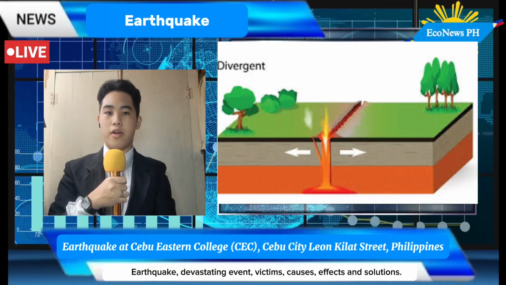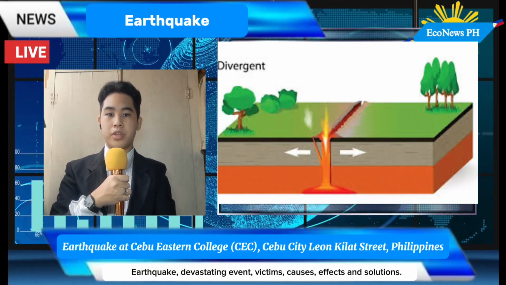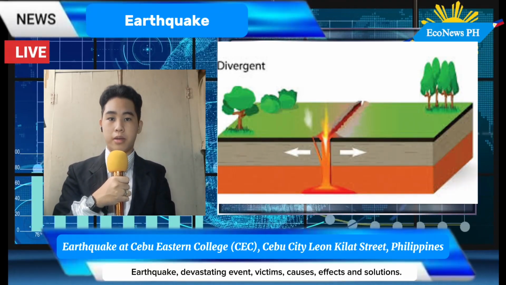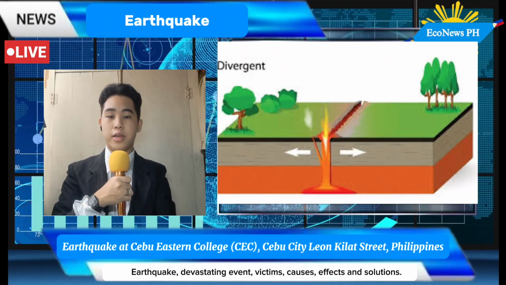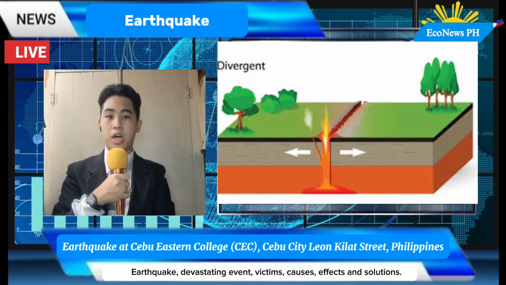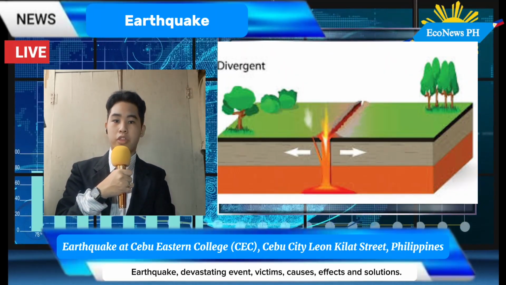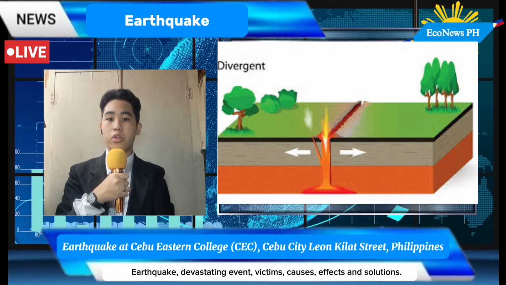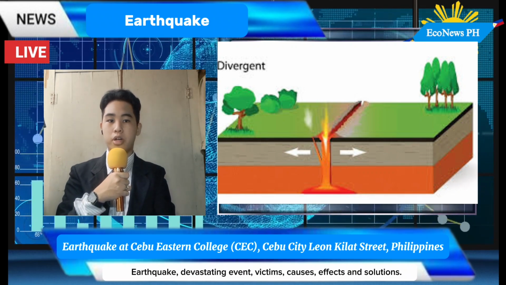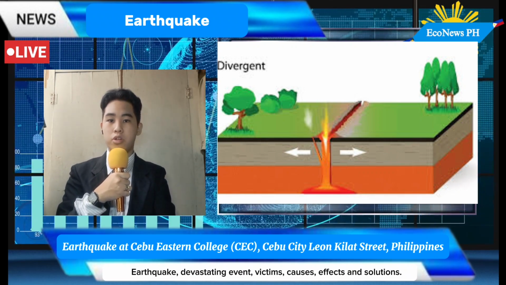The first one we have is the divergent plate boundary. At a divergent plate boundary, plates move away from each other. As they pull apart, magma comes up from under the ground to fill the gap. This causes small shaking or earthquakes. These are common under the sea, like in the middle of oceans.